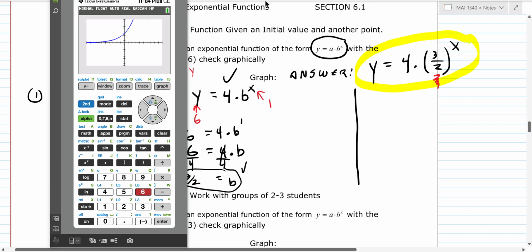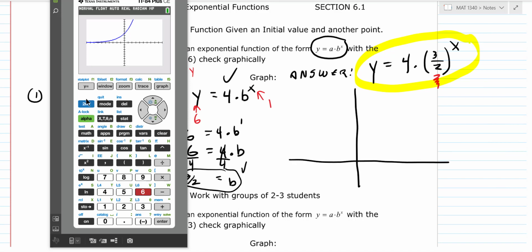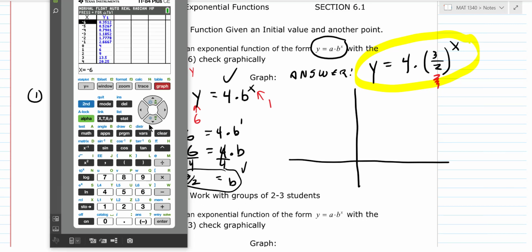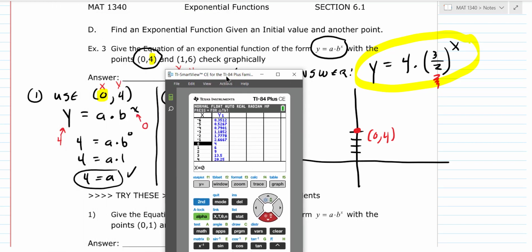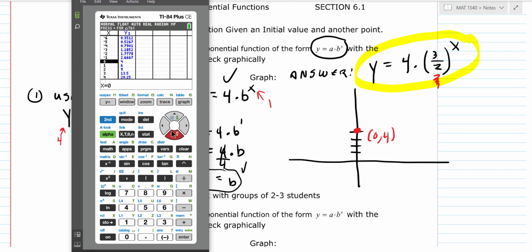Okay, now all I want you to really do on this is plot a few points. So you can go to your table of values to get a few points. So if you go second graph, just find some good points. There's (0, 4). That was a point we were given. So I would just use that point definitely right there and label that. That was one of the points they gave us. The other point on here that I gave you in this problem was (1, 6).